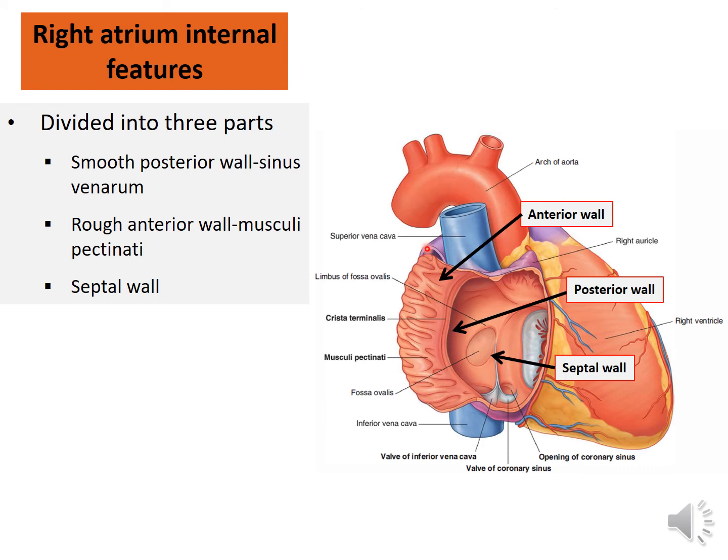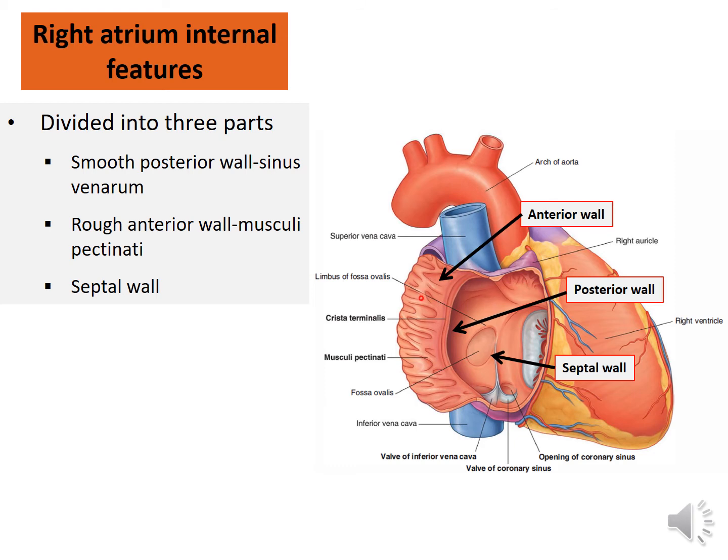The interior is divided into 3 parts. The posterior part is smooth, as you see in the picture. This is called the sinus venarum. Due to its embryological development, you will understand this better when you do the cardiovascular system course in the next semester. So remember, the posterior wall is smooth and it is also called the sinus venarum due to its source of development.